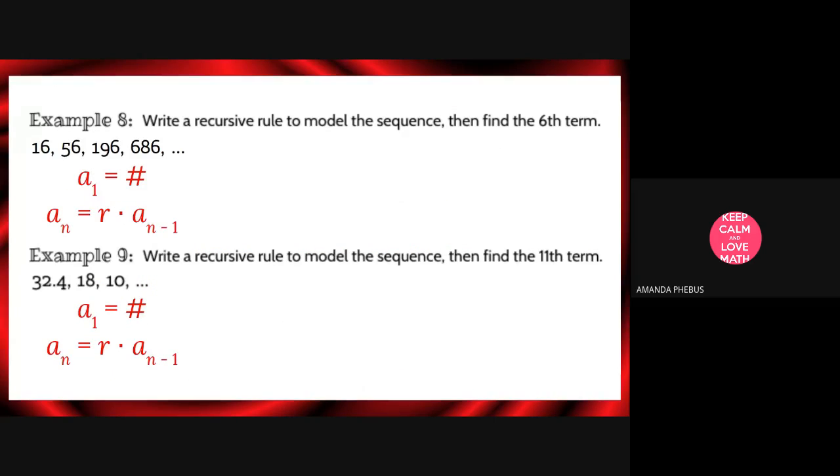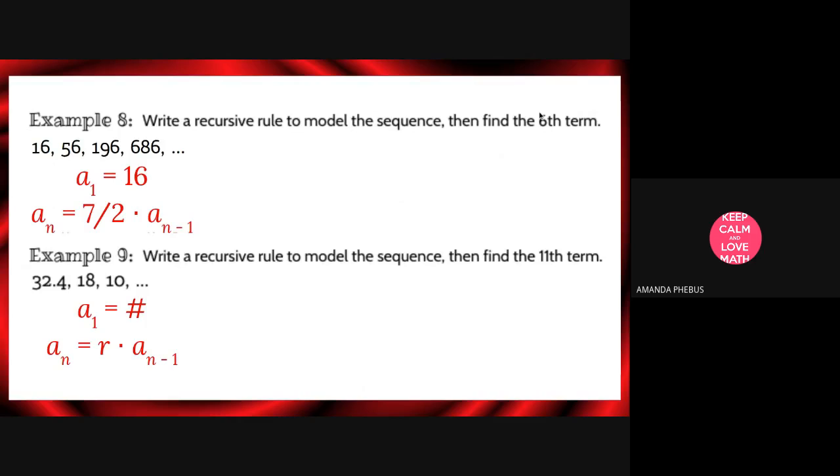All right, so let's write a recursive rule to model the sequence and then find the 6th term. Looks like our first number is 16, so A sub 1 equals 16. This one might need some figuring out, it's kind of hard to tell what you're multiplying by. You're definitely multiplying by a number bigger than 1. So we may take 56 and divide it by 16. 56 divided by 16 is 3.5, or I wrote it as 7 halves here. Doesn't matter which one. All right, and we want to find the 6th term.